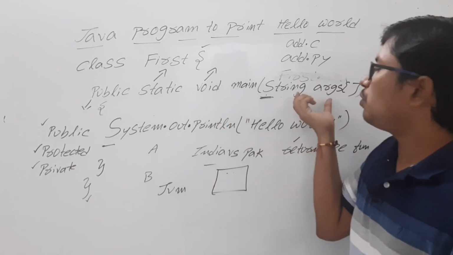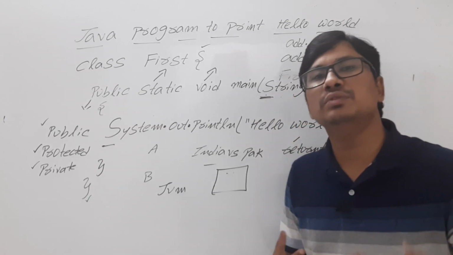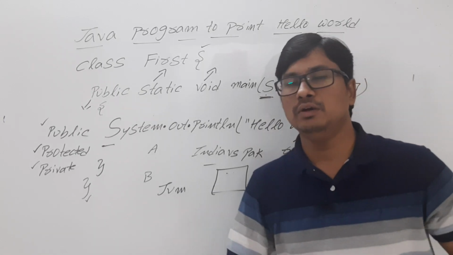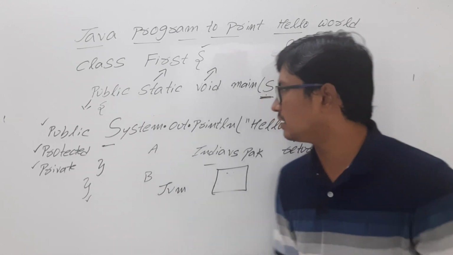Is it clear? So what is this command line arguments? How can we give the input during the runtime, and how will we get an output? All these things we'll discuss separately.